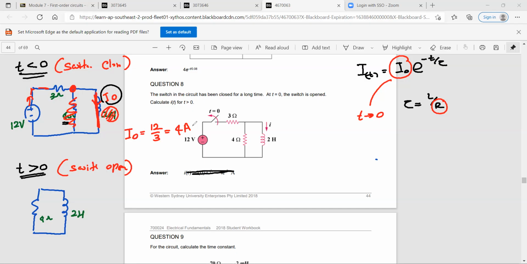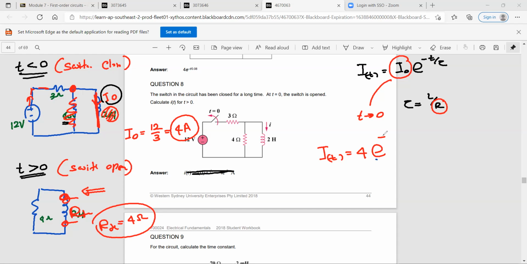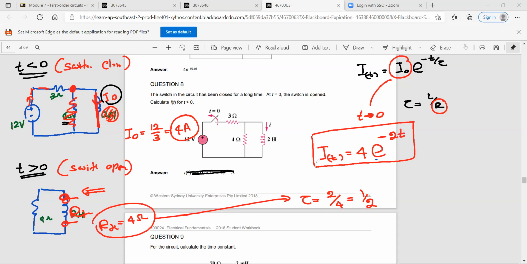Okay. That we found. And then to find the resistance, we are looking at this circuit. So the resistance is the open circuit resistance here, RTH. That is 4 ohms. So you substitute in the equation: I(t) is equal to I naught, which is 4, e to the power minus t over tau. We find tau is L over R. L is 2, R is 4, so this is half. So it is e to the power minus 2t, isn't it? Am I right? Is that what we have? Yes.